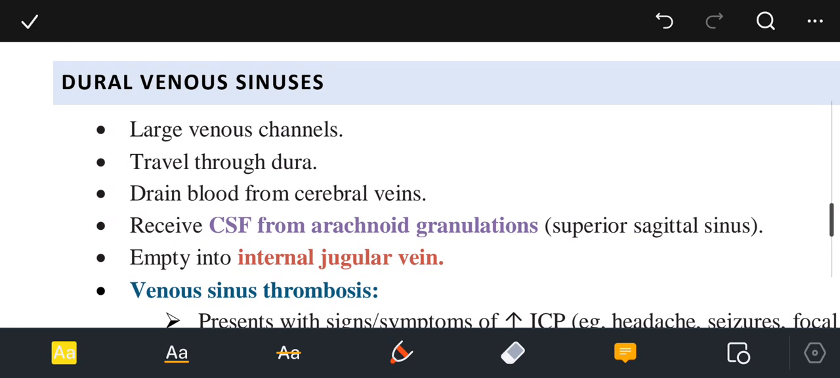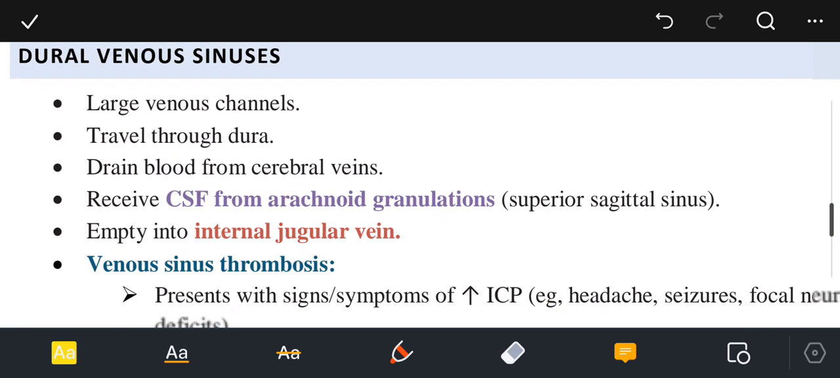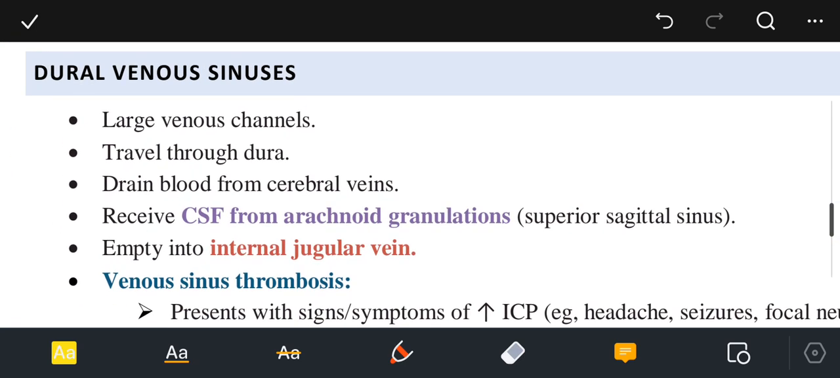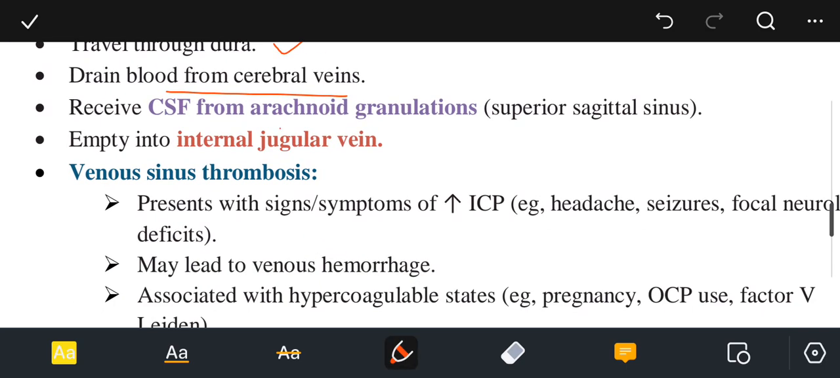The next point is about the dural venous sinuses. They are very important to know. Dural venous sinuses are large venous channels. They travel through the dura. They drain the blood from the cerebral veins. They receive the CSF from the arachnoid granulation. As we have discussed previously, the arachnoid granulations drain the CSF from the subarachnoid space into the dural sinuses. They empty into the internal jugular vein.